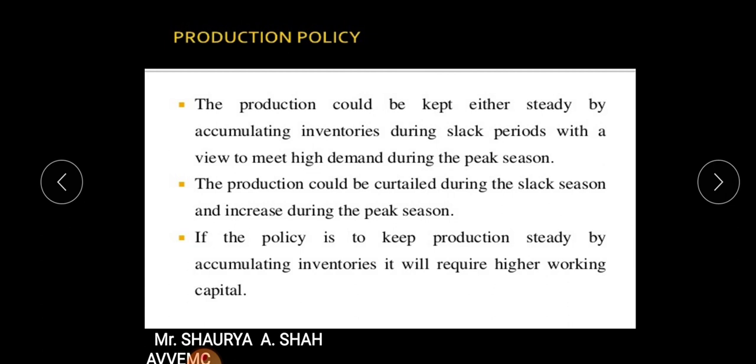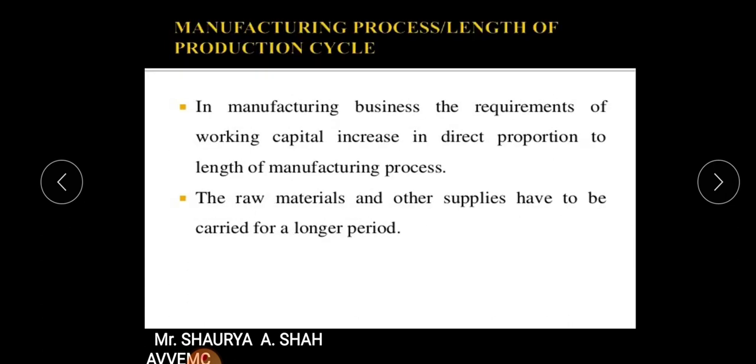So students, we have seen till now three points: nature of business, size of business, and the third is production policy. Now the next is your manufacturing process or length of production cycle. What is the length of your entire production cycle? How much time does it take to convert your raw material into finished goods? In a manufacturing business, the requirement of working capital increases in direct proportion to the length of the manufacturing process. The raw materials and other supplies have to be carried for a longer period of time. Suppose my business is such that it takes around 5 to 6 days to convert my raw material into finished goods.